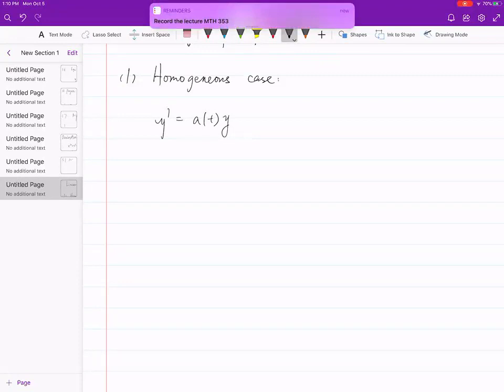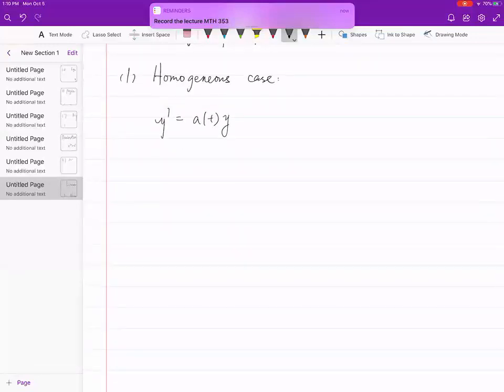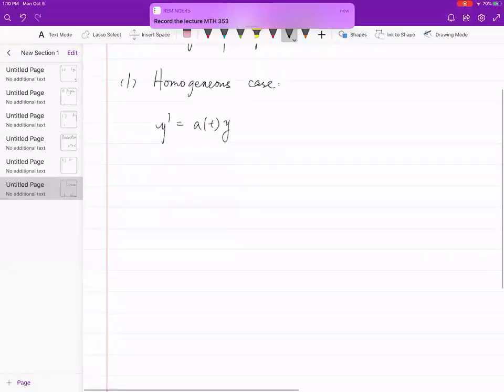Okay, we were talking about the homogeneous case and the linearity principle. I talked with several of you and received several questions regarding how to understand this, so I think we need to go deeper. Number one, this is the homogeneous case. What's so special about it? Well, you can think about this.